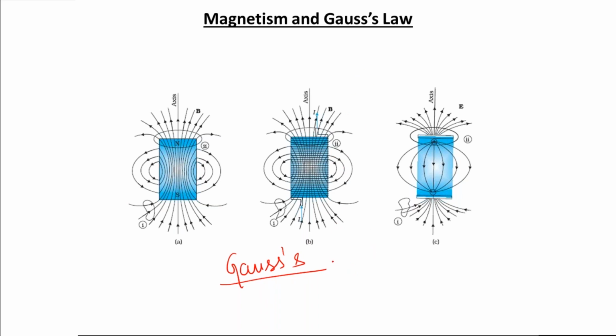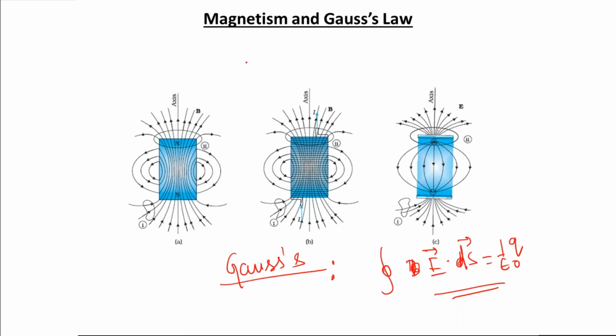If you have a charged particle enclosed by a closed surface, then the flux through that closed surface is given by the closed integral of E dot dS, where dS is the area vector, and it is equal to 1 by epsilon naught times the charge enclosed by this closed surface. This is what we have learned in electrostatics. In this case also, Gauss's law is of a similar form.